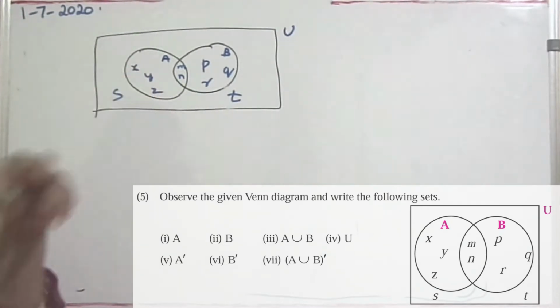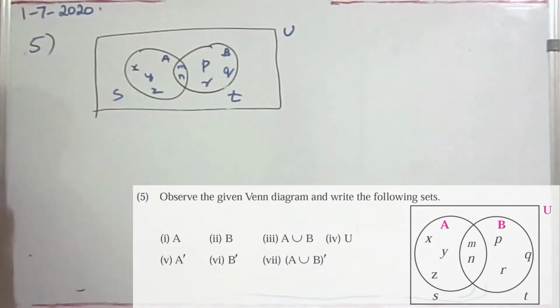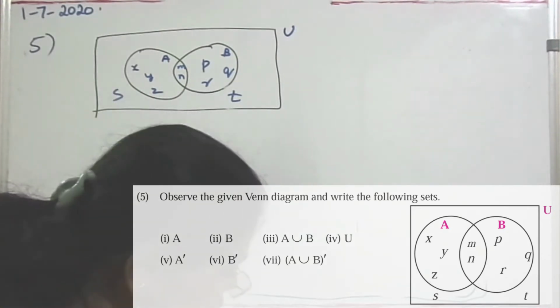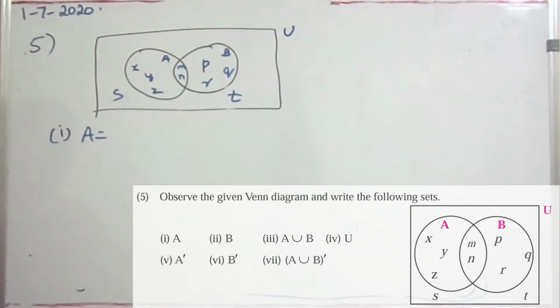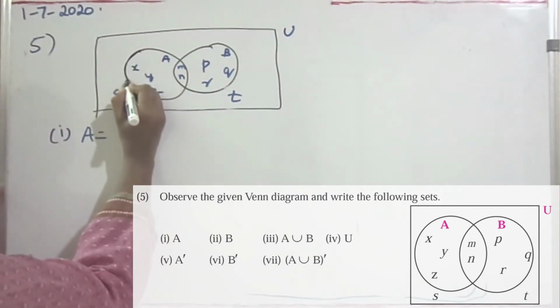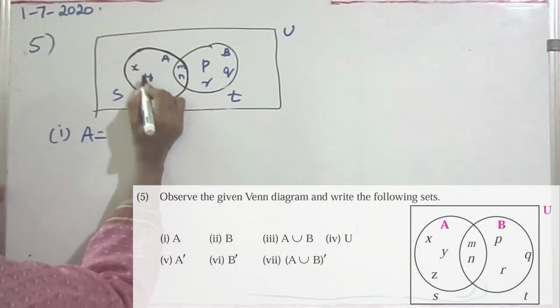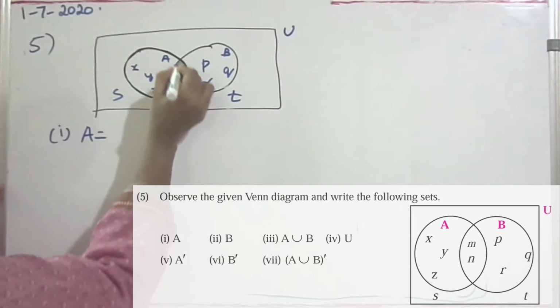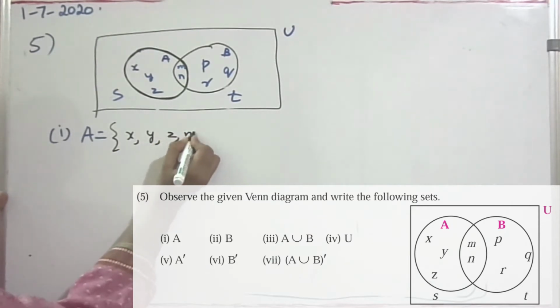Now let us observe this Venn diagram and answer the following. This is with sum number 5. As I told you, second, third and fourth sums are omitted. So write down omit. You don't have to do it. Now sum number 5. The first one, A. Look at the Venn diagram and tell me what is there in A. Set A is this whole circle. What is contained in set A? X, Y, Z, M, N. This full circle is A. So you can write X, Y, Z, M, N.